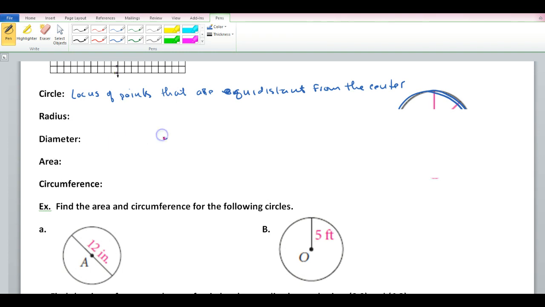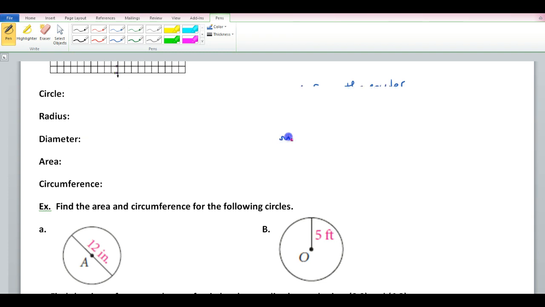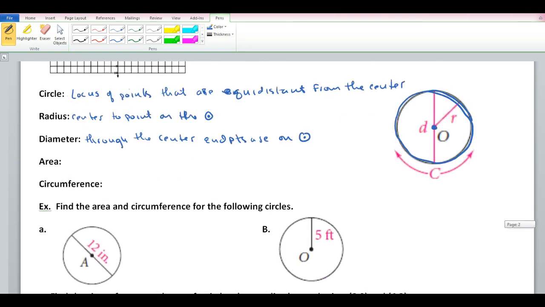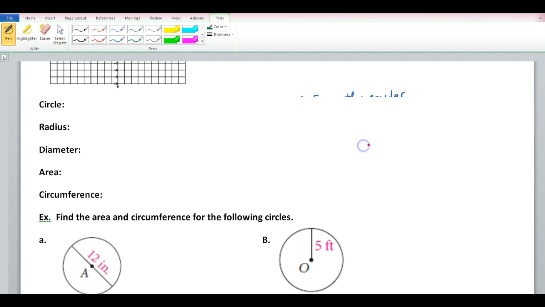A diameter goes through the center, and its endpoints are on the circle. Okay, so when we look at a diameter, I'll start with the radius. The radius starts at the center and goes to a point on the circle, whereas a diameter will have an endpoint on the circle, go through the center, and end at a point on the circle. We know the radius is half the diameter, and the diameter is 2 times the radius.